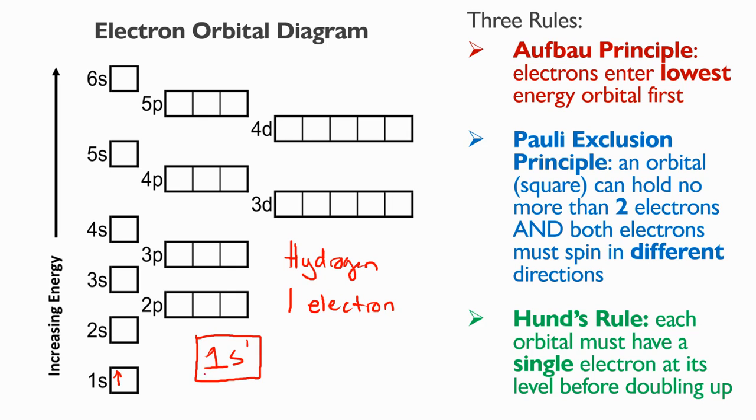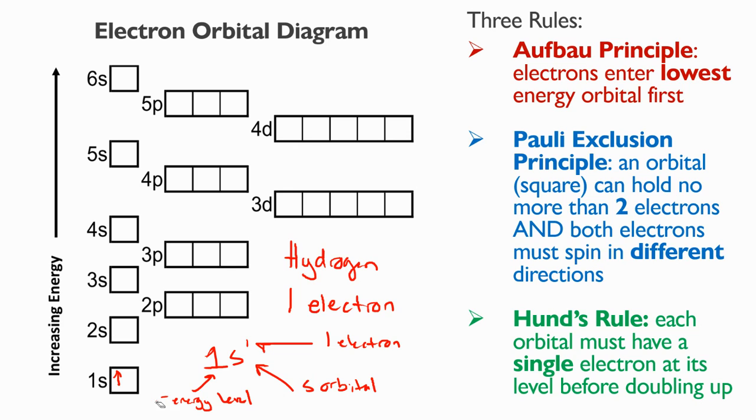Let's back this up. What do each of these mean? The 1 right here means that it's in the first energy level. That s means it's in the s orbital. And that exponent 1 means that there's only one electron in that orbital at that energy level. So this tells me that I have one electron in the s orbital at the first energy level. That is what this notation is telling me.